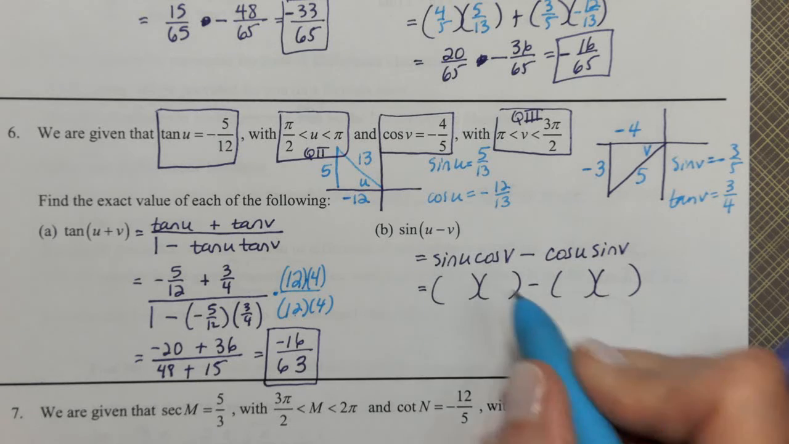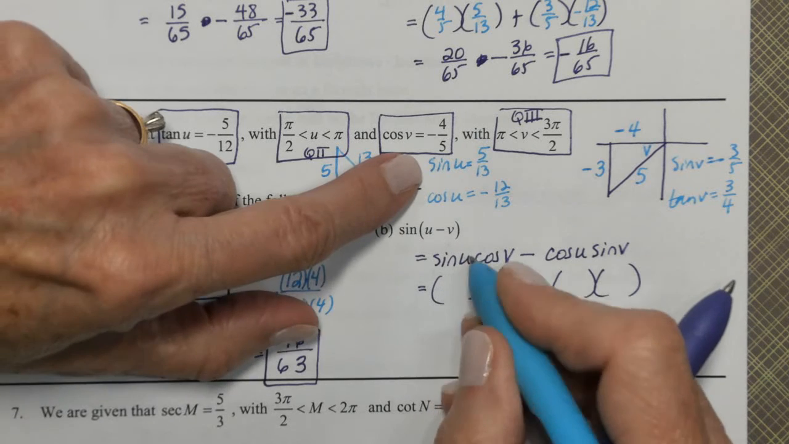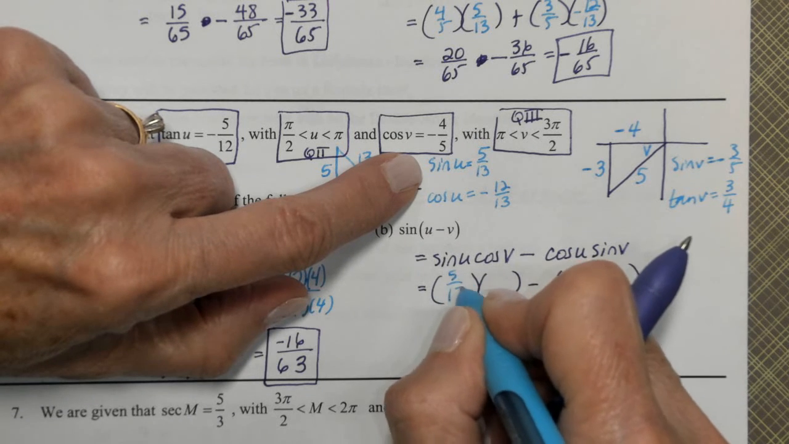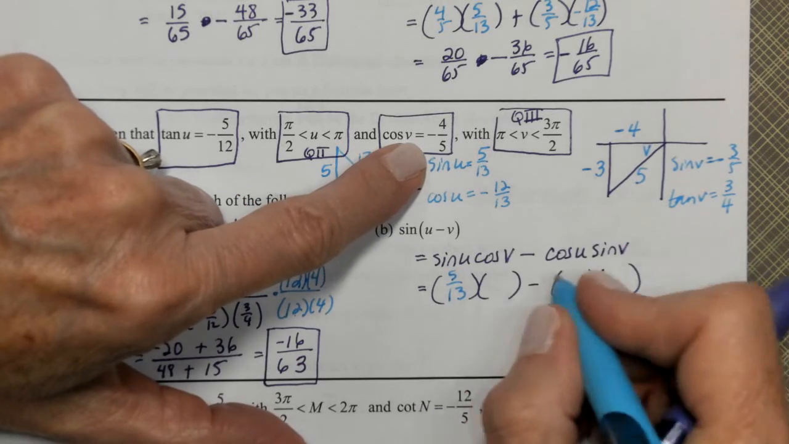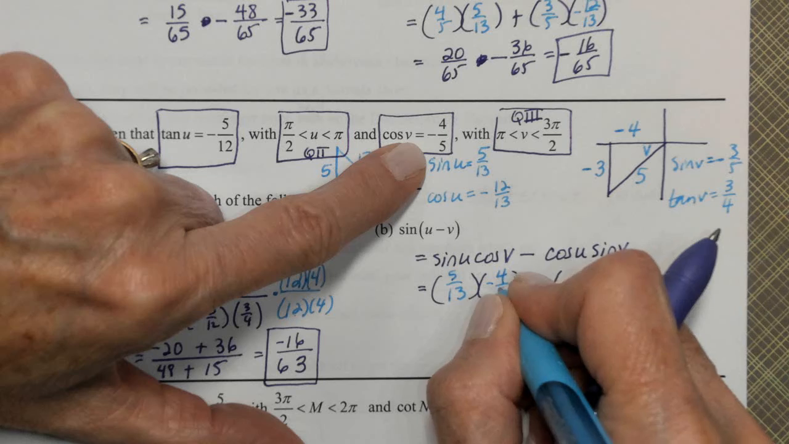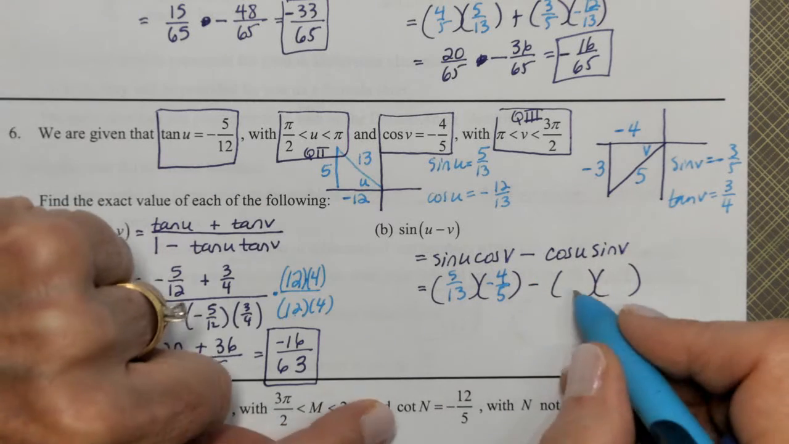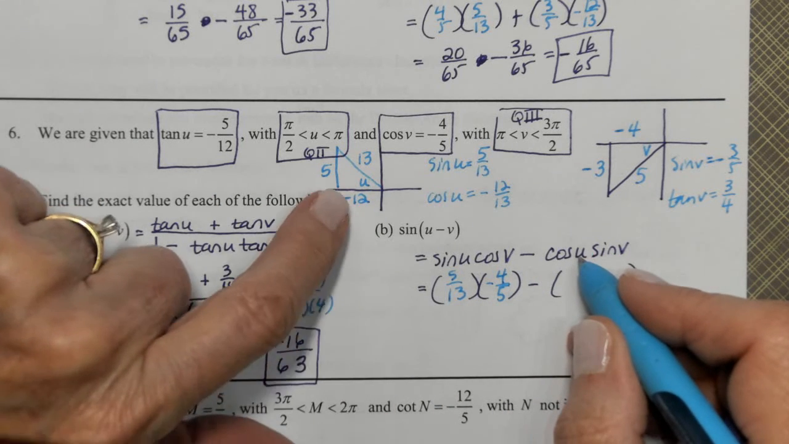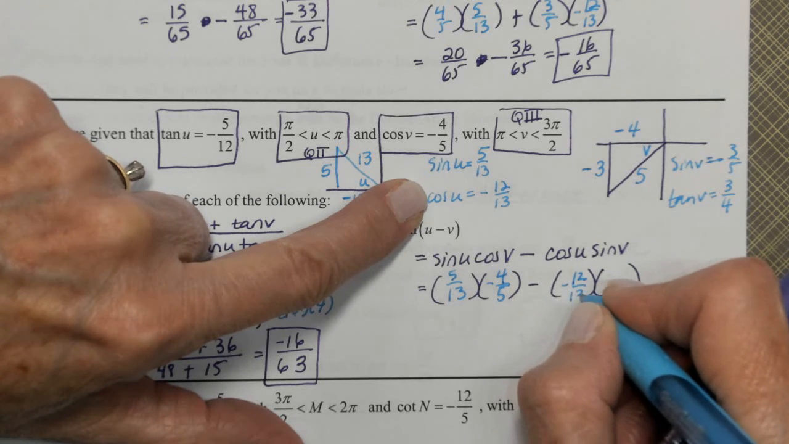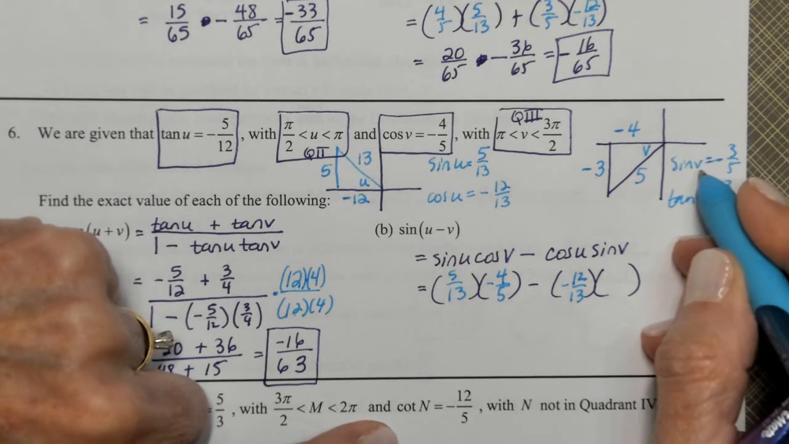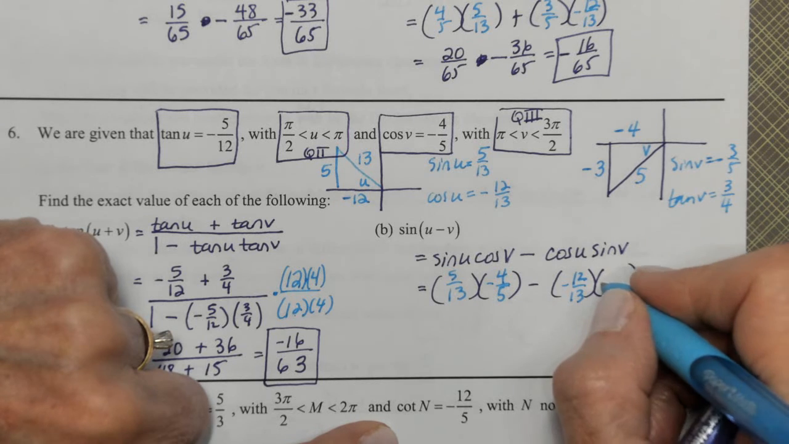Okay, let's go get these values. So sine of u is 5 over 13. Cosine of v was given to us to be a negative 4 over 5. Cosine of u is negative 12 over 13. Sine of v is negative 3 over 5.